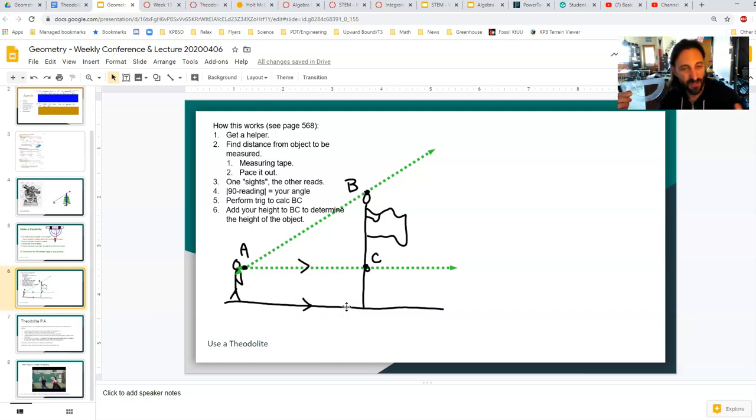And roughly, if you're between 5 and 6 feet tall, 1 pace is 5 feet. So every 2 steps is 5 feet. So take 5 paces from an object, and you're 25 feet from that object. Be more accurate and you'll get a better result. So you figure out your distance, AC, from the object, and then one of you is going to sight.